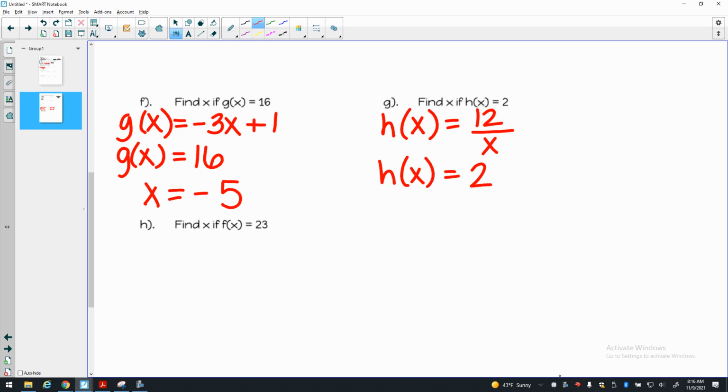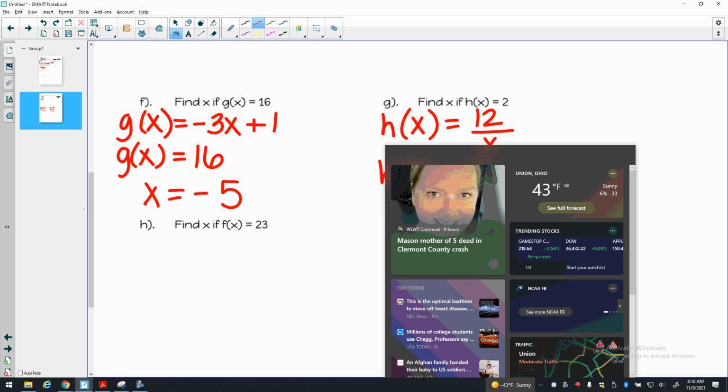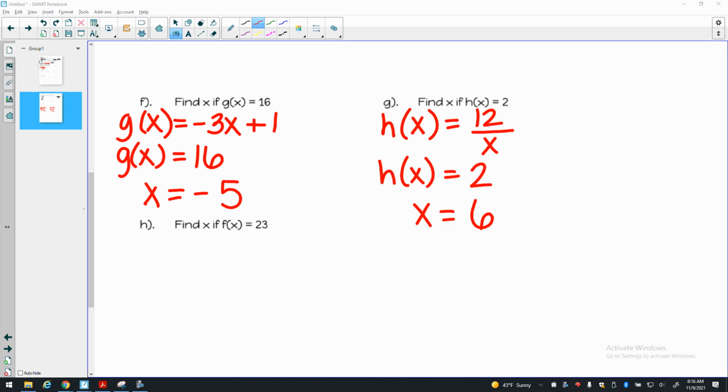There's 21 times as many kids as adults. This one's going to mark it wrong, but just go through it and I'll fix it. What does x equal? X equals 6. Okay? I want you to do H. Do H right now, please.